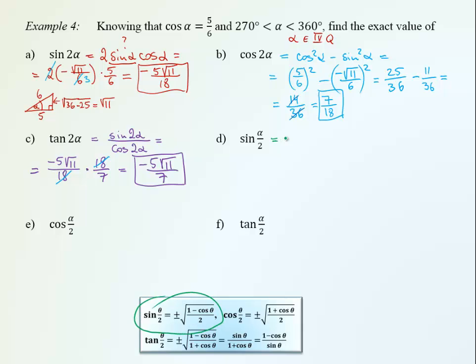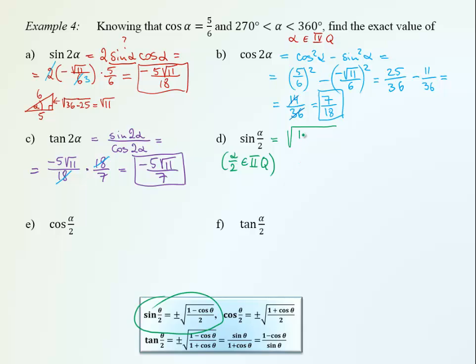Okay, now to calculate sine of half angle, let's recall the formula for half angle. So sine of alpha half is plus or minus. How can we make this decision? Well, if alpha is in the fourth quadrant, then alpha half will be somewhere in the second quadrant, because half of 360, the top number, will be 180 and the bottom number will be 135. So alpha half is in the second quadrant. Sine in the second quadrant is positive, so we use the positive part of this formula.